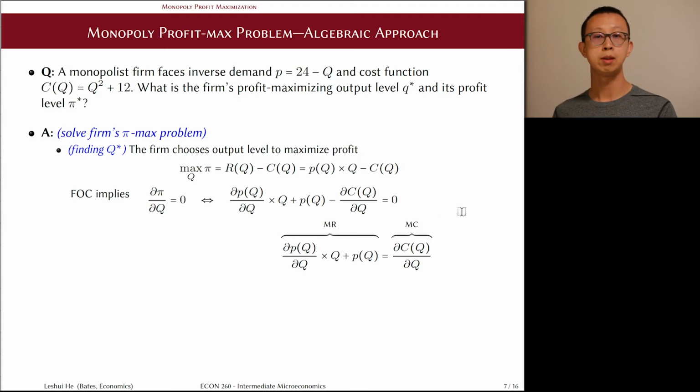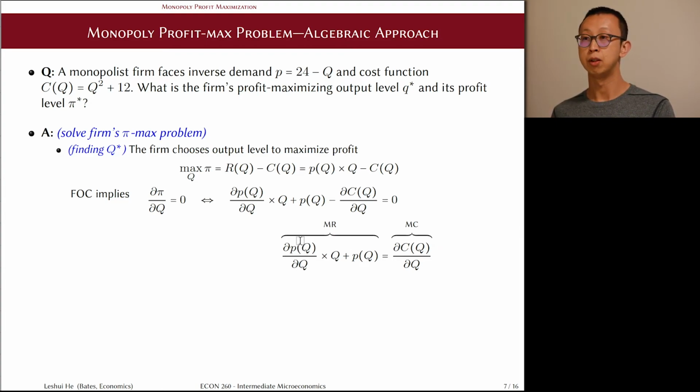So, with this objective function, we take the derivative with respect to the output level. And that gives us marginal revenue equal to marginal cost. The marginal revenue term is exactly what we saw 2 slides before. With the specific demand and cost functions here, we can now plug them into the first order condition.